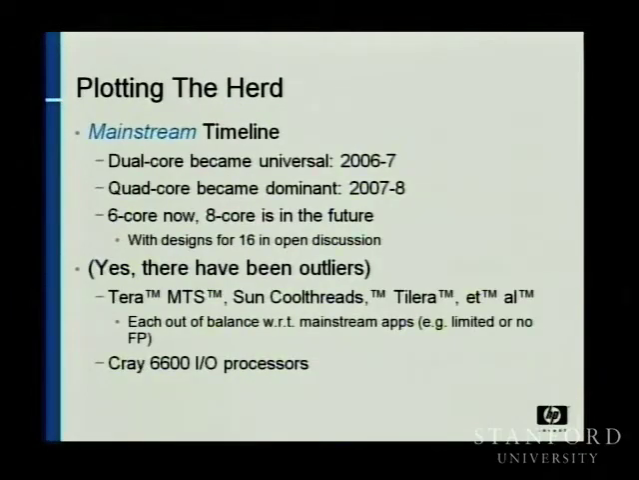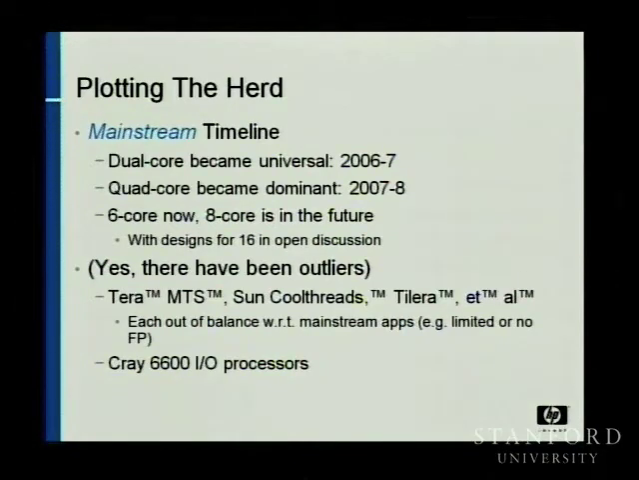So plotting the herd, dual core was universal in 2006, quad core 2007 to 2008. There's actually a 6-core part out now, but no one will ever hear about it because it's in the expensive 4-socket server space. Intel part named Dunnington. I'm sure their marketing department has a better name for it by now, but I know it as Dunnington. 8 cores coming real soon, and 16 is an open discussion.